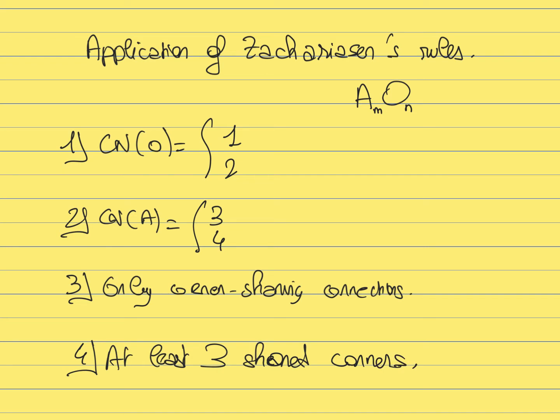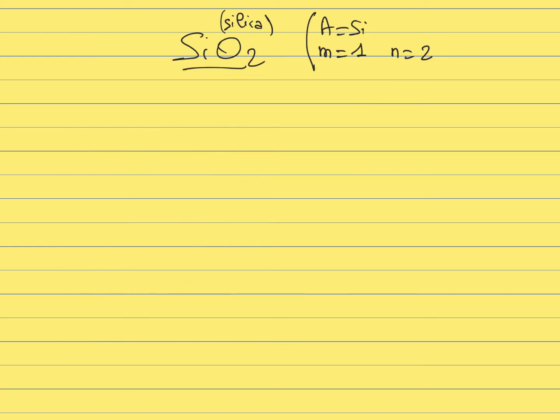Those are the 4 conditions of the Zachariasen rules, and what we will see in this video is how we can apply them and check if those 4 rules are satisfied for different types of binary oxides. The first example is the case of silica, SiO2, where the cation A is silicon, and each silicon is combined with 2 oxygens, so M equals 1, N equals 2. We know that silica is a very good glass former. It's very easy to form a silica glass. It's one of the substances that is the easiest to vitrify upon quenching. So clearly we should find here that silica satisfies the 4 Zachariasen rules.